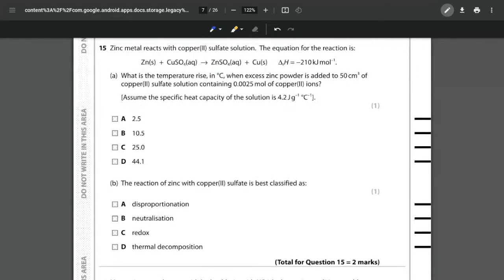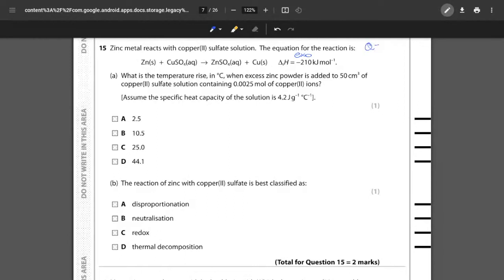Question 15 is now looking at energetics. This is a topic 6 question. So we have the zinc reacting with copper 2 sulfate, and we're given the equation, and we are already given a delta H of -210 kilojoules per mole. This is telling us, of course, then it is an exothermic reaction. So we want to calculate the temperature rise in degrees when excess zinc powder is added to 50 centimetres cubed of copper sulfate containing 0.25 moles of copper 2 ions. So we have to think about the 2 equations that we're going to use.